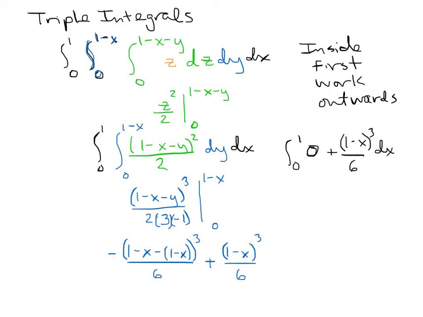So now integrating with respect to x, I'm going to do this same u sub trick. Raise that one to a 4th, divide by 4. 6 times 4 would be 24. And then I'm going to integrate from 0 to 1. So I plug in 1 and get 0. Subtract when I plug in 0, and I get 1/24.